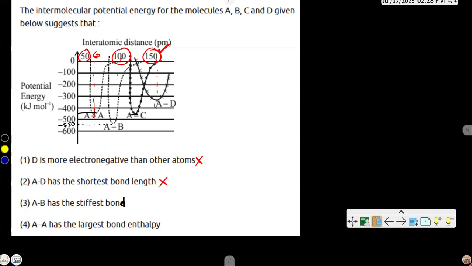AC is also present nearly the same. And AD is present nearly at minus 350. So which bond is stronger? The one at minus 550. That bond is stronger. So the AB bond is stronger. That is correct.